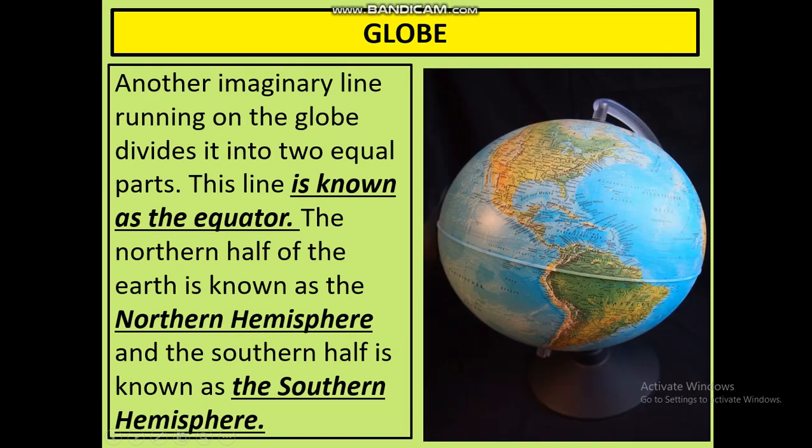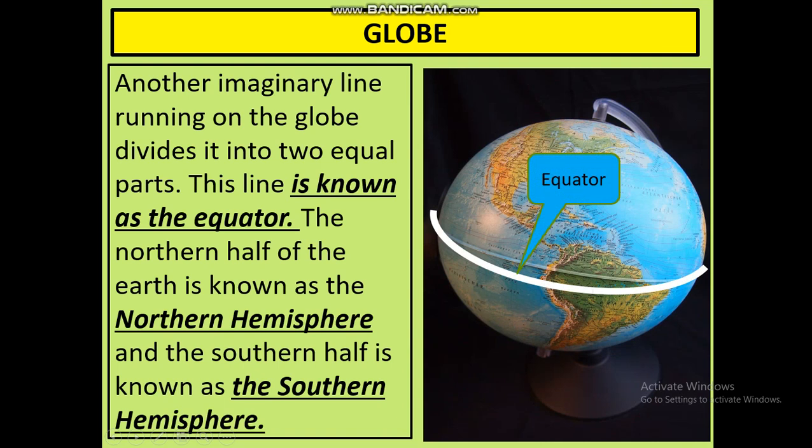Another imaginary line running on the globe which divides this globe or this earth into two equal parts is known as equator. As you can see, this line, this is equator. Although there is no actual line on our actual earth, this is only an imaginary line. Imaginary means it is being drawn for the study purpose. So this line which is dividing this earth, don't think of it as a globe, just imagine this is the earth.